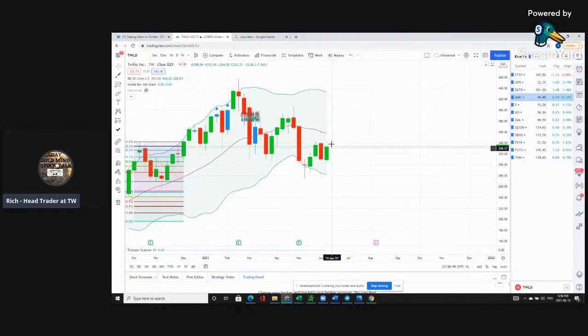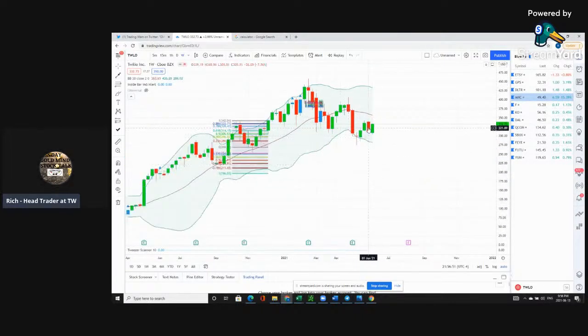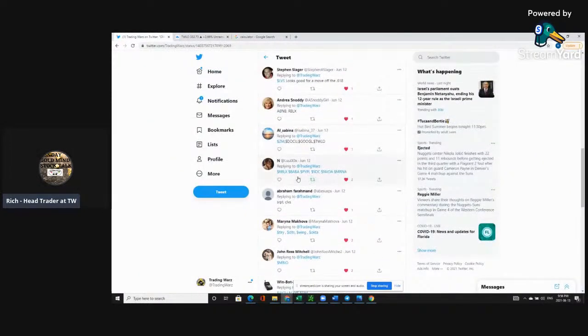TWLO, just kind of let's wait and see if we can get an inside bar set up. Looks like a lot of fake outs. Definitely short then long. So that means that the stock hasn't made up its mind on what it wants to do.